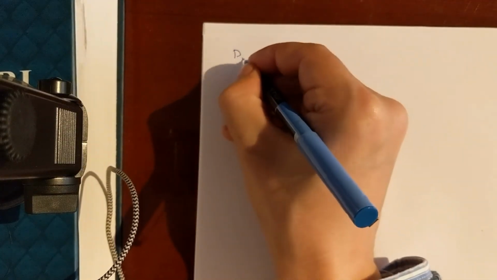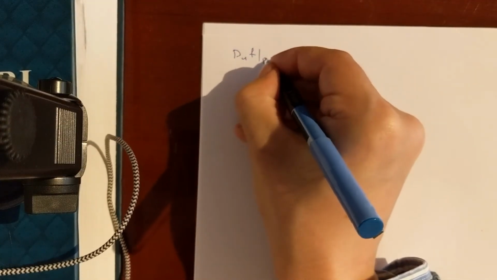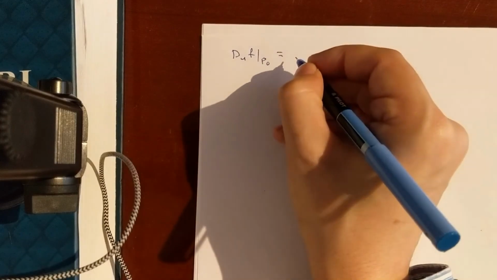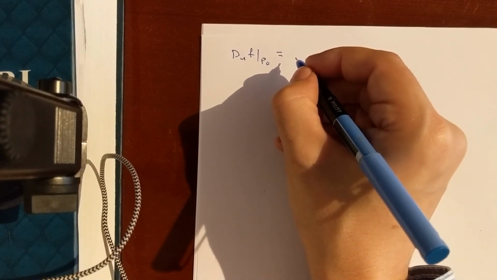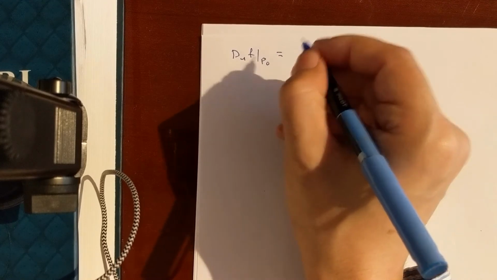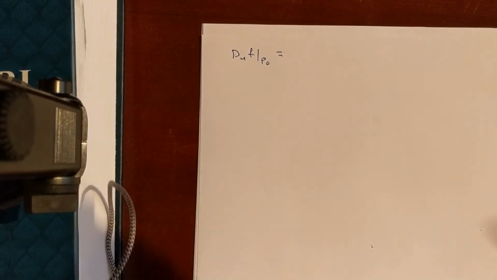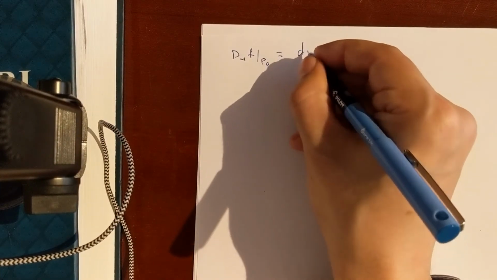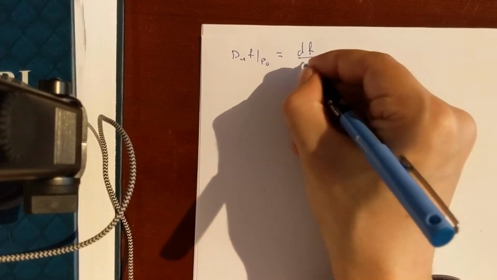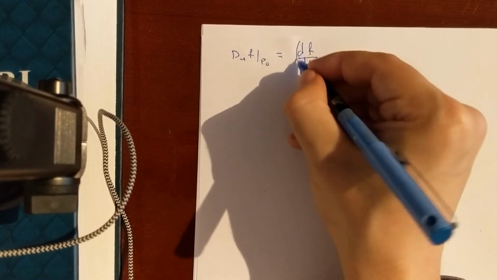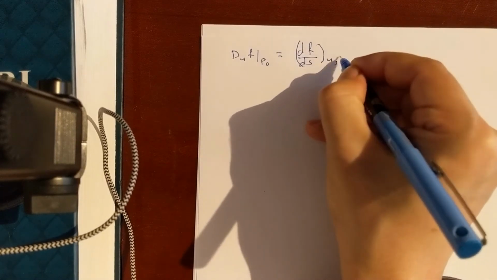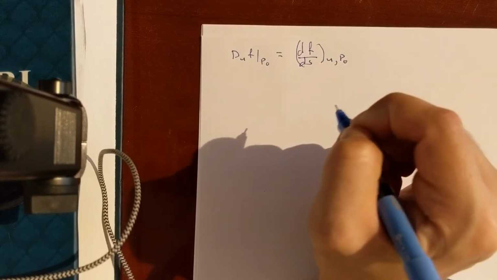so we were talking about D_u of f evaluated at p naught. But now let me just write it using the other notation that we learned about, which is going to be df ds. This is the same thing as df ds, the arc length parameter. And the vector is u, and the point is p naught.